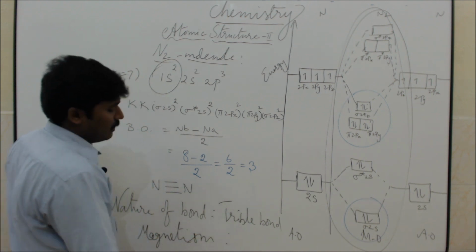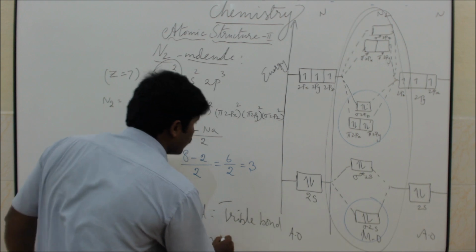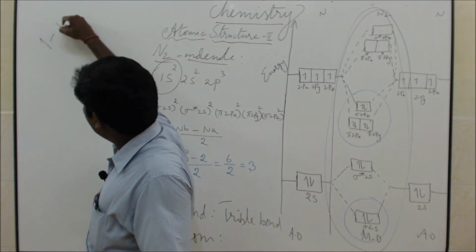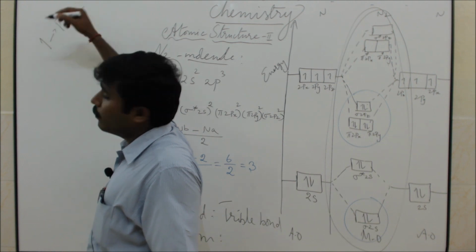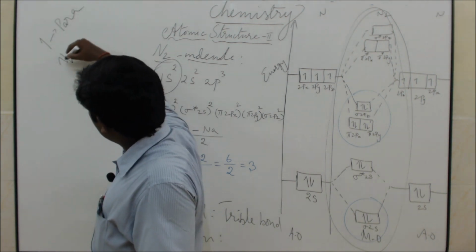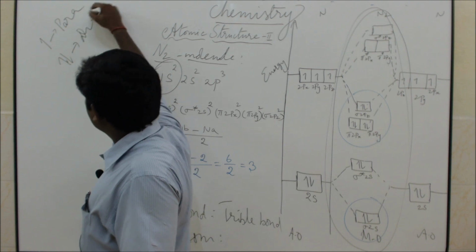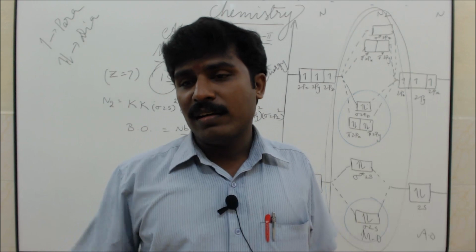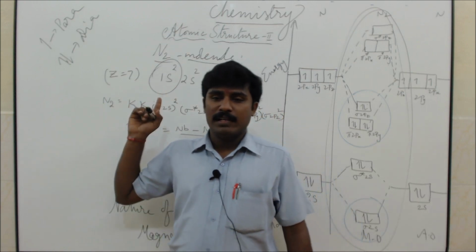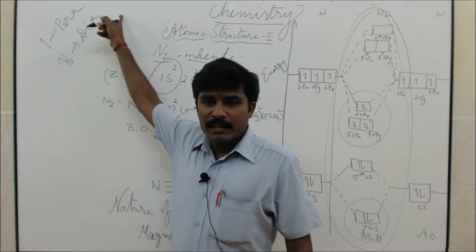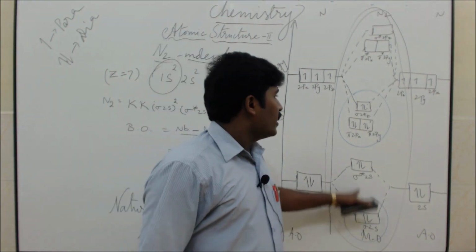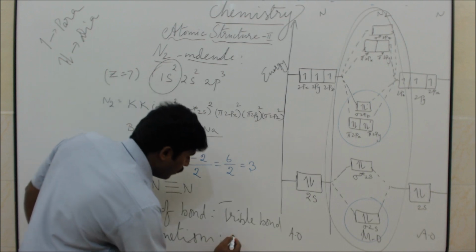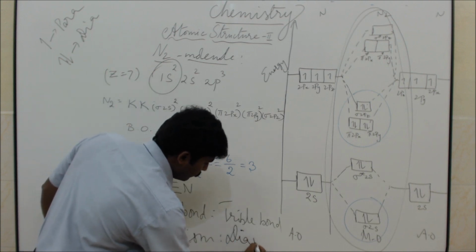That is the magnetic character. Unpaired electrons mean paramagnetism. All the electrons paired means diamagnetism. So any compound containing even one unpaired electron is paramagnetic. Paired means diamagnetic. See here, everything is paired. So the nitrogen molecule's magnetism is diamagnetism.